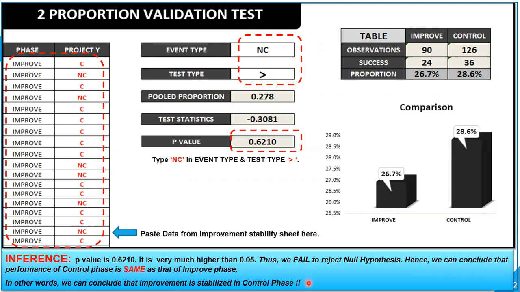So with the help of the two proportion test, we are going to validate the sustenance, or for that matter, sustainability and stability of the improvement in the control phase. In other words, we can say that the problem is fixed on a permanent basis. So this is what we expect to do with the help of the two proportion test.